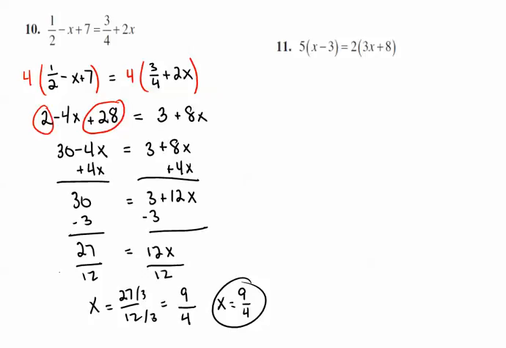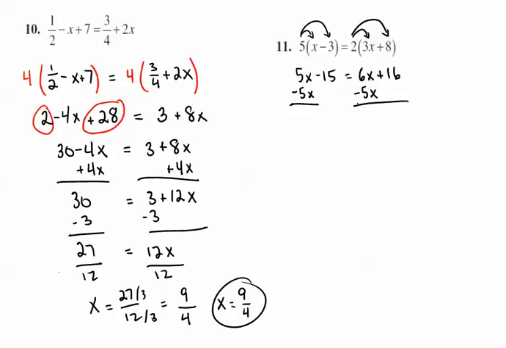Alright, we'll go on to problem number 11. First we're going to have to distribute, combine like terms, etc. So 5 times x, 5x. 5 times negative 3, negative 15. 2 times 3x is 6x. 2 times 8 is positive 16. So we have x on both sides. We'll pick on the smallest x term, which is 5x.